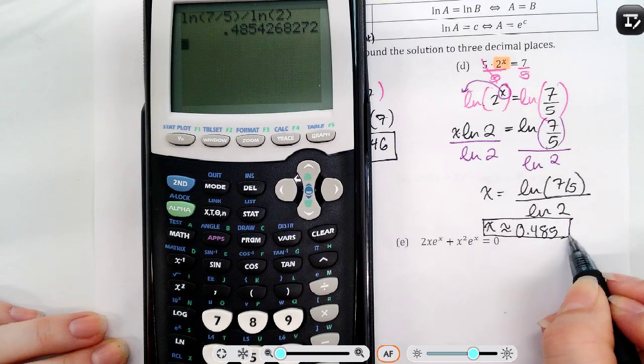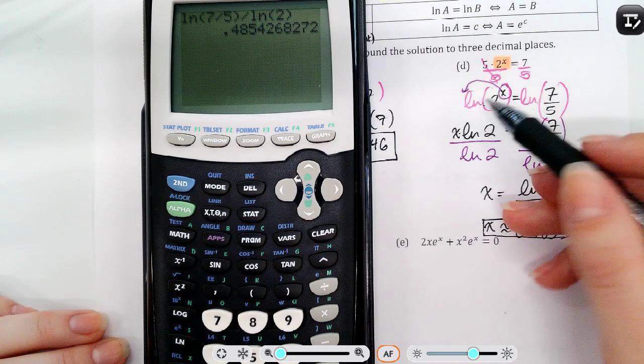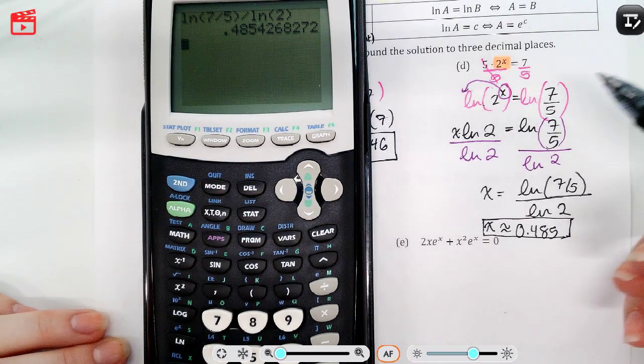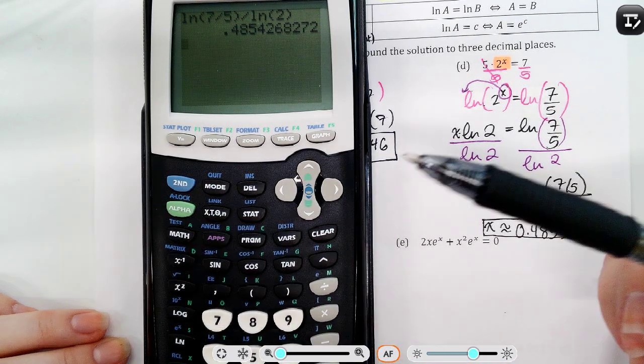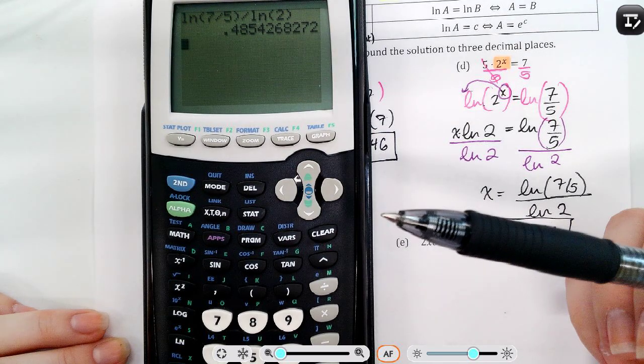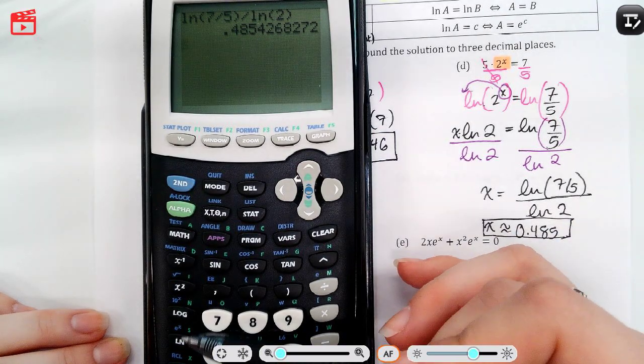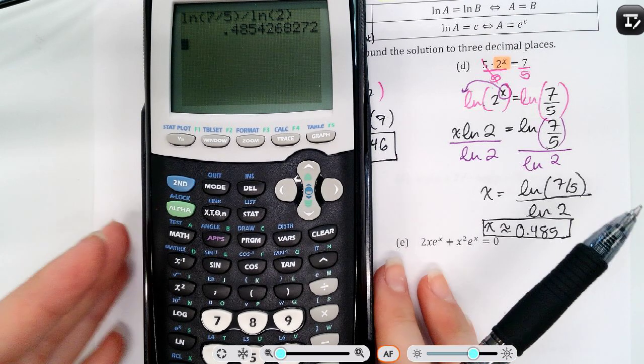Okay, so the reason that I chose to do natural log, or you could have done common log, is because it's easier to just use these keys instead of having to go in and pick your base and everything. Because most calculators will have natural log and common log and no other options for the base.